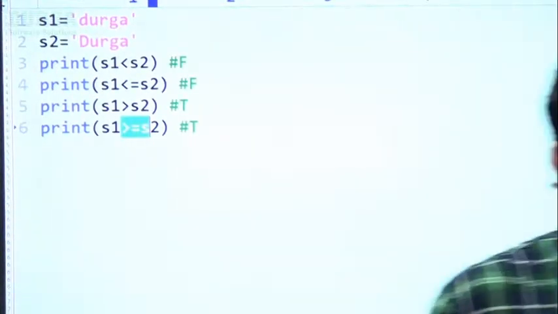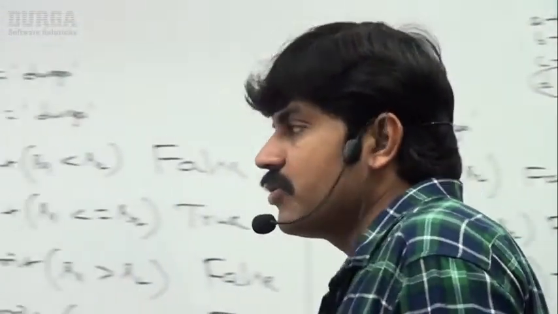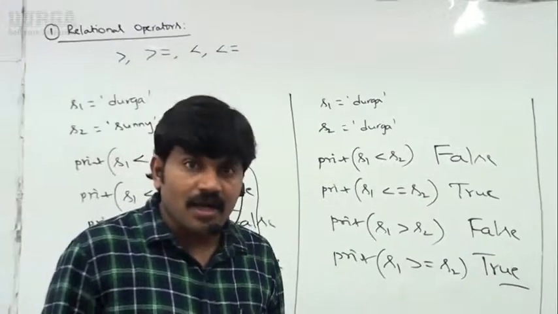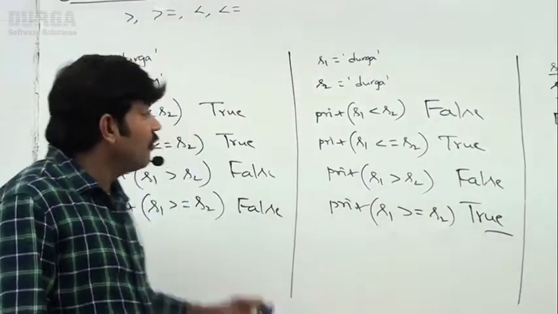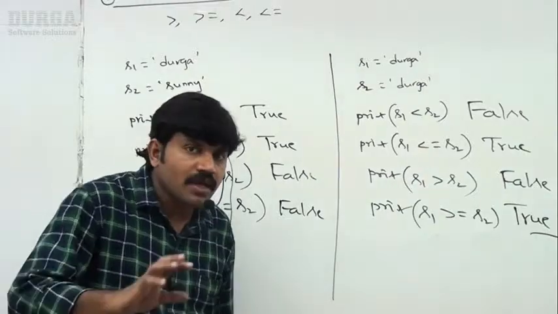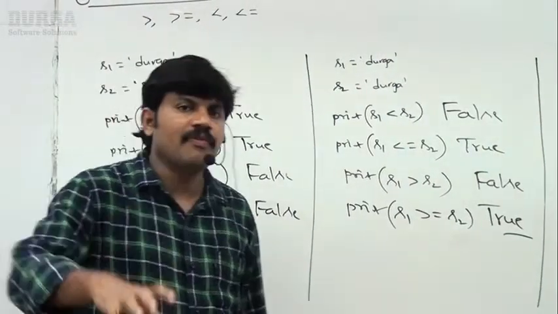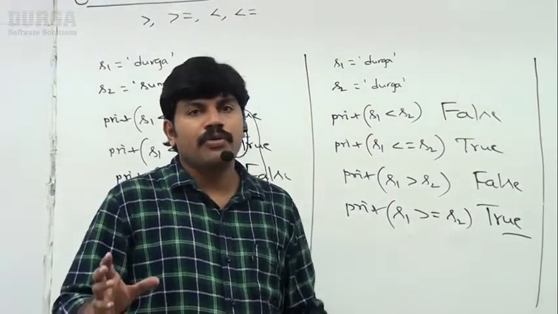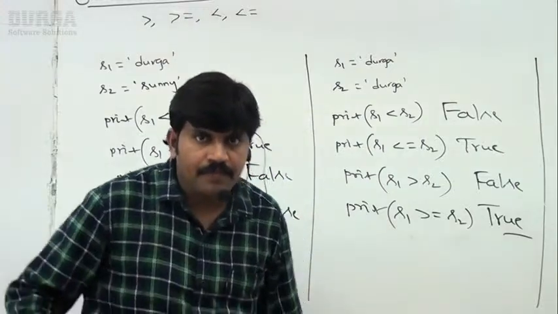I hope there is no need to give much more explanation about this one. So relational operators we can apply to strings also. If we apply them to strings, how will the comparison happen? Based on alphabetical order, based on Unicode values. Any doubt?